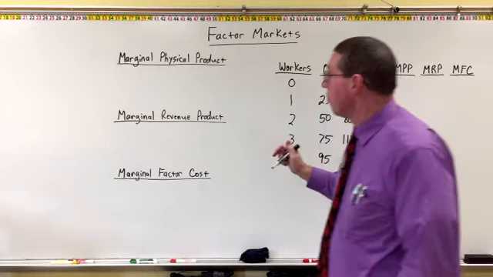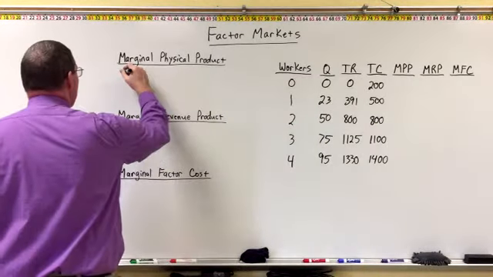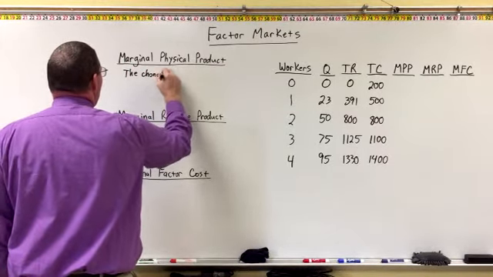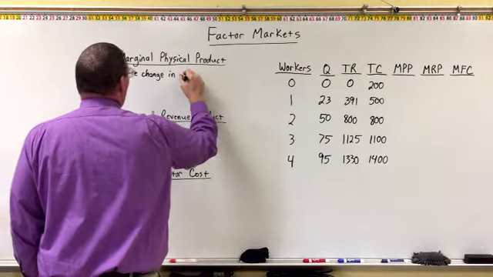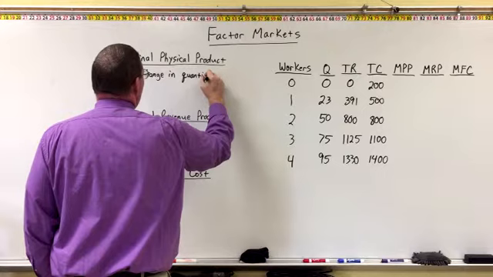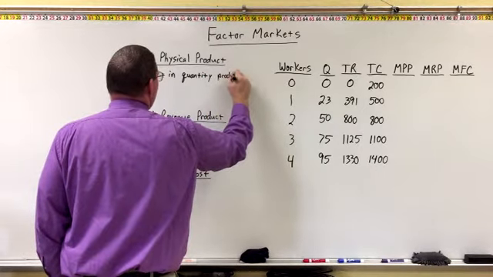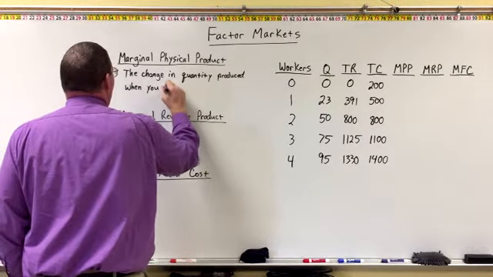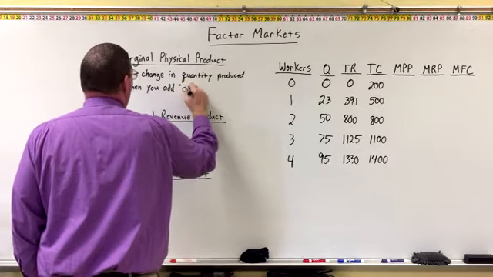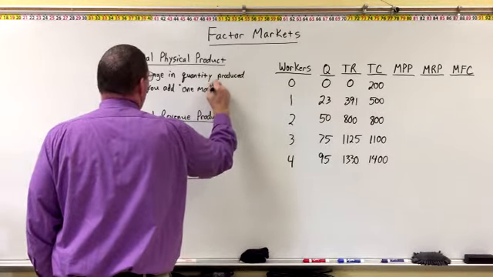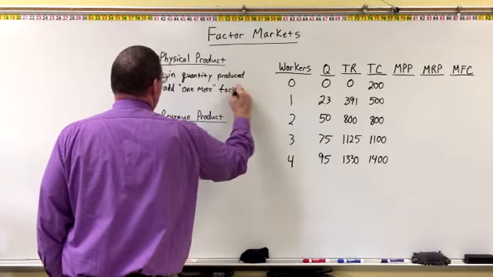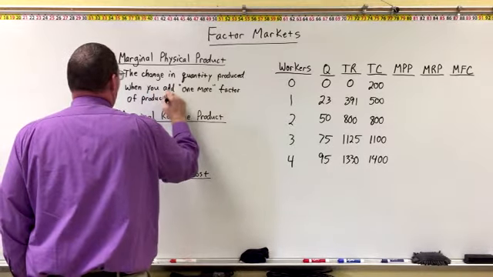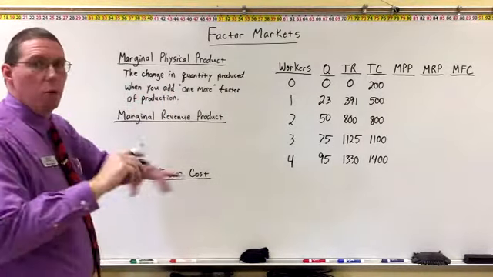And so marginal physical product, very simply, this is a really easy one, is the change in quantity produced when you add one more factor of production. And when I say add, I mean employ one more factor of production.